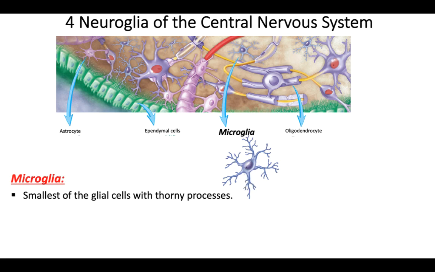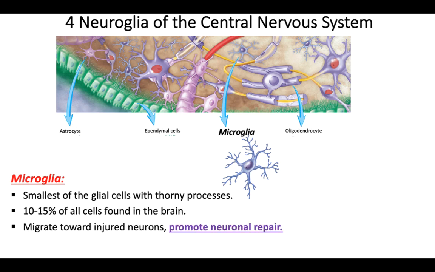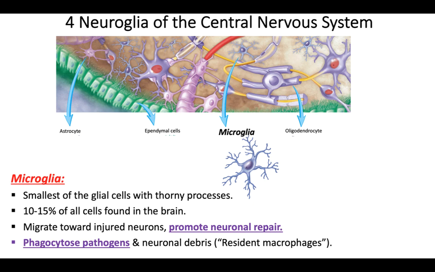Microglia were named microglia because they're small. They have little processes on them. Their job is in a little bit of repair work if there's damage in the CNS. These microglial cells can help repair injured neurons. And they're also immune cells. They're actually a specialized immune system cell that resides in the CNS. We often call that a resident macrophage.